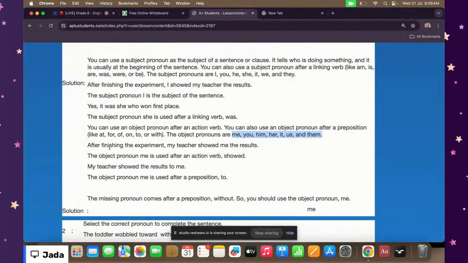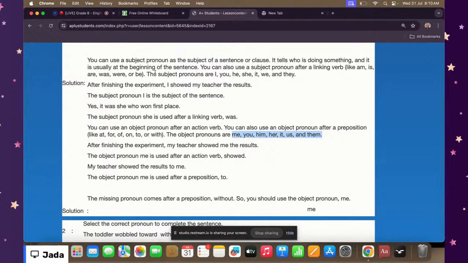Like I've said, these are the basics for the subject pronoun and the object pronoun. The object pronoun is used after an action verb, or after prepositions, which are these ones here. The object pronouns are me, you, him, her, it, us, them. On the other hand, subject pronouns are used as the subject of the sentence. They are used to begin the sentence.